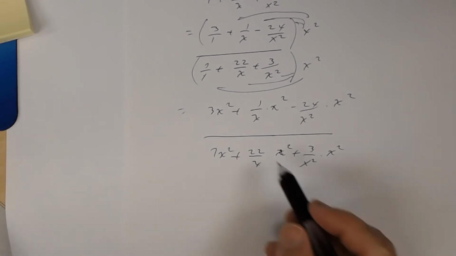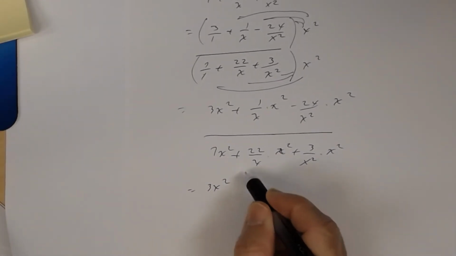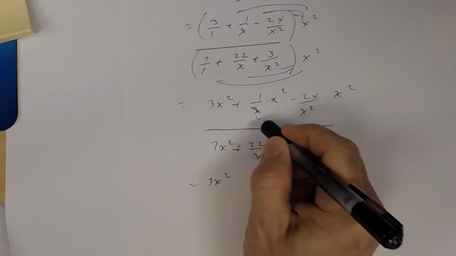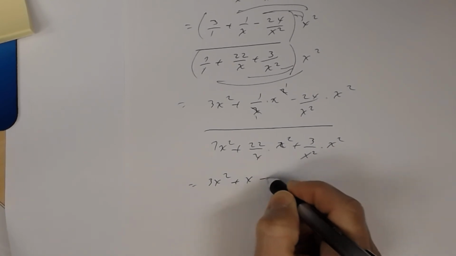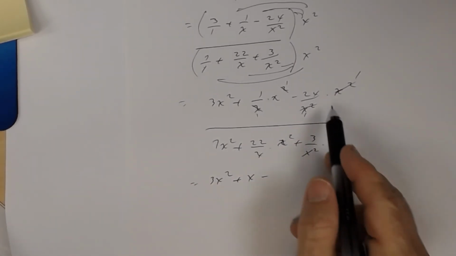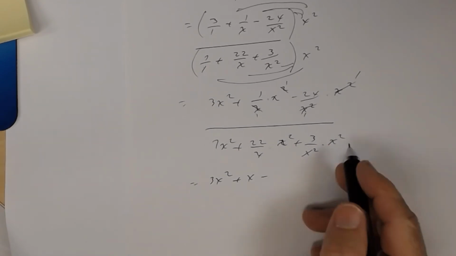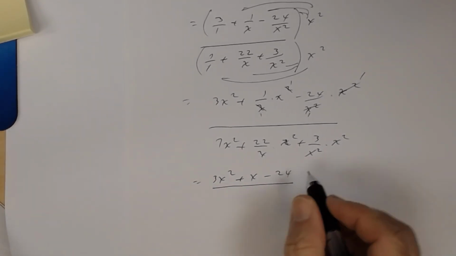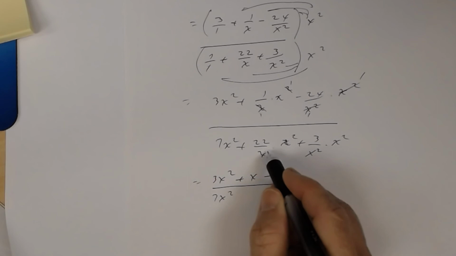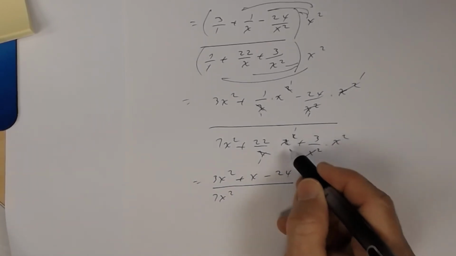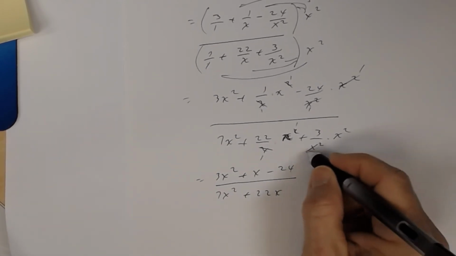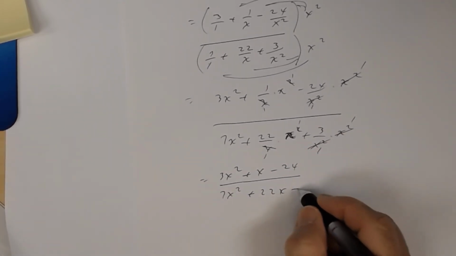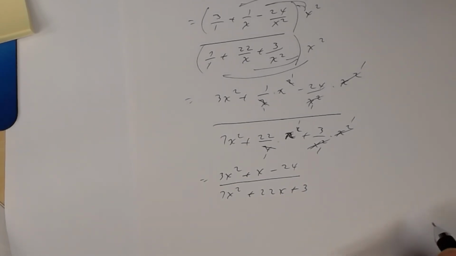And now let's reduce. So I get 3x squared. Now over here, this x will divide with one of these, so you're left with 1 times x, which is x. These x squareds divide out, so you're left with negative 24 times 1, which is negative 24, divided by 7x squared. Again, this x divides with one of these, so you're left with just one factor of x, so that's plus 22x. These factors of x squared divide out, you're left with 3. And so now the next step is to factor.